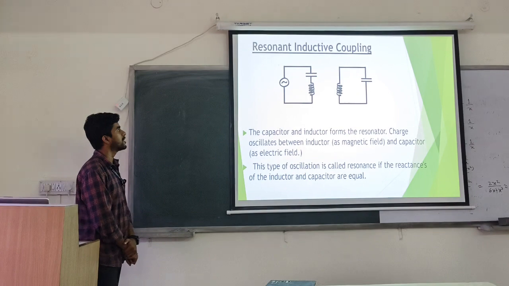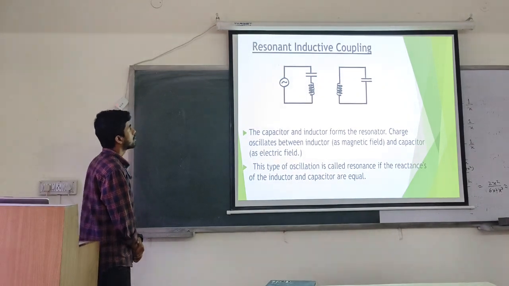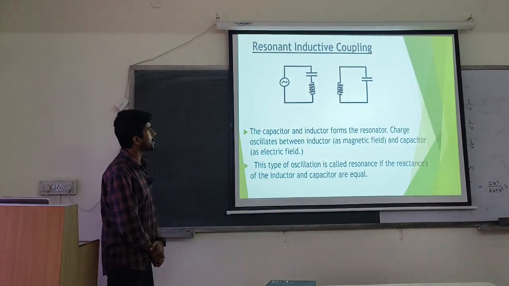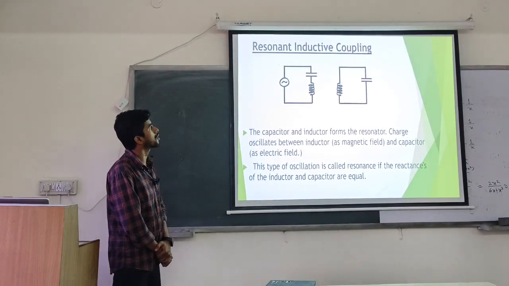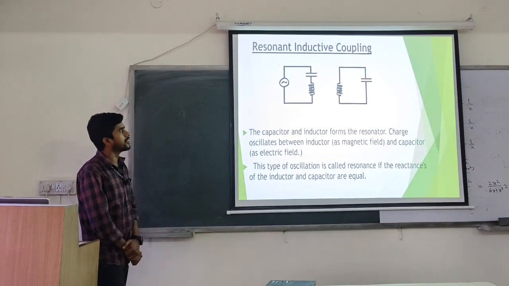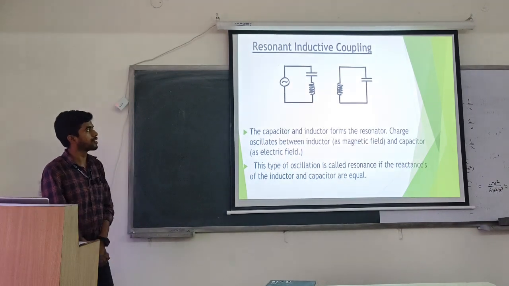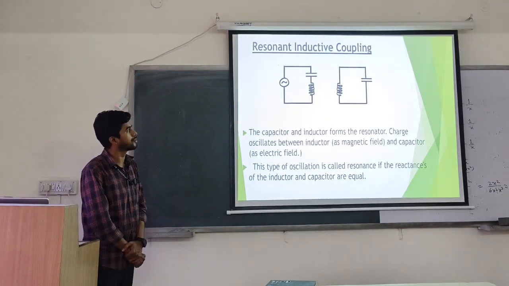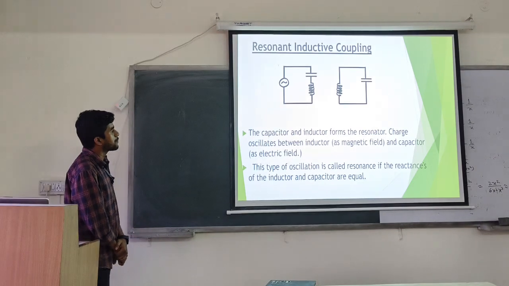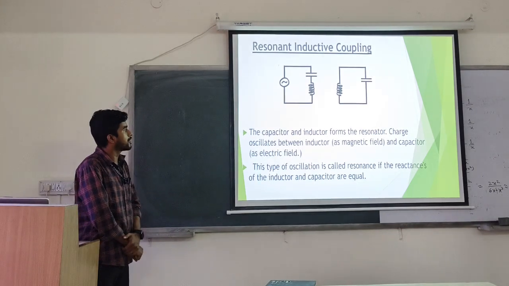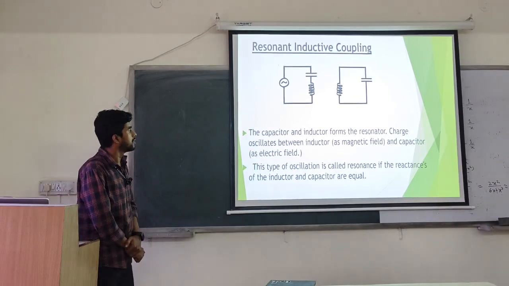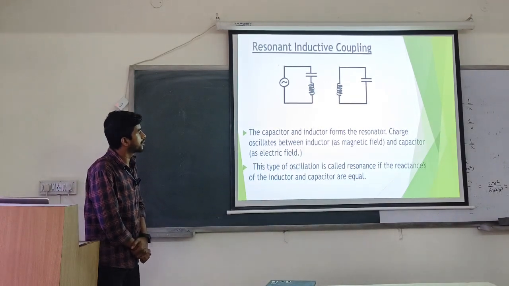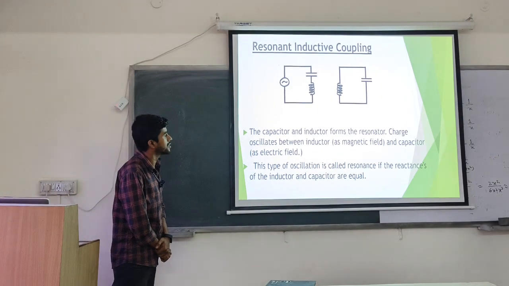Then the resonant inductive coupling. Here are two pictures. In the first picture, there is an AC source which is connected to a capacitor and an inductor. Another circuit, very close to it, consists of an inductor and a capacitor. Here the capacitor and inductor together form a resonator. The charge oscillates between the inductor as a magnetic field and the capacitor as an electric field.